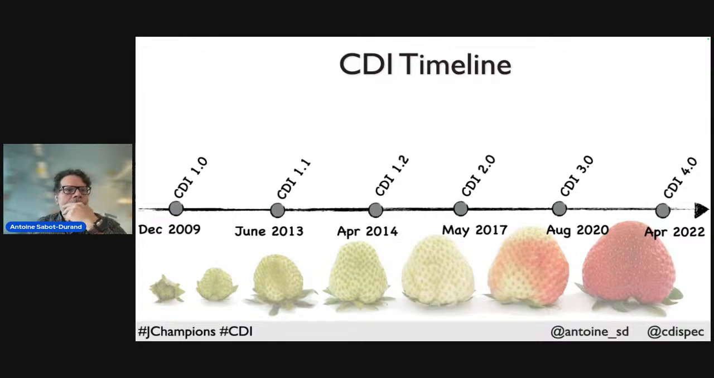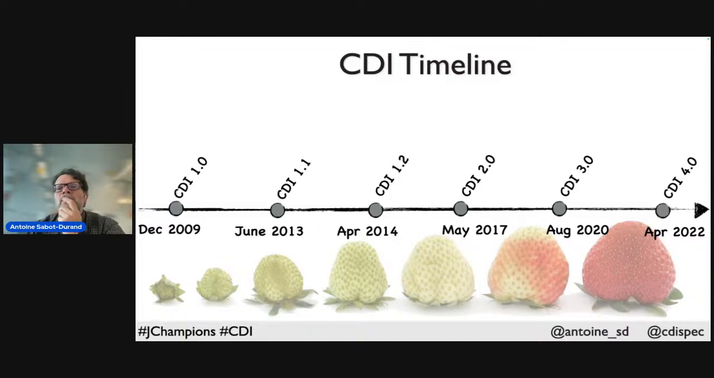So as you can see, there were a few iterations of CDI. I will go into the detail after that. The last big one is CDI 4, which was released a year and a half ago. And there is some work going on CDI 4.1 with a better integration with other Jakarta EE specifications, because in the meantime, Java EE became Jakarta EE, especially with the REST specification.